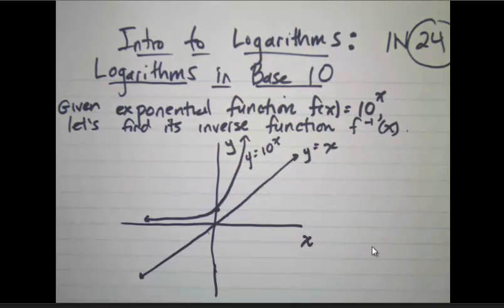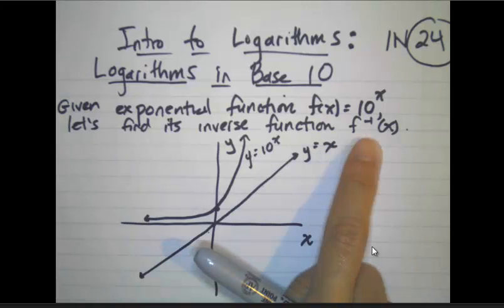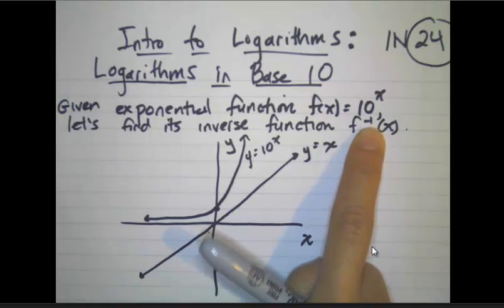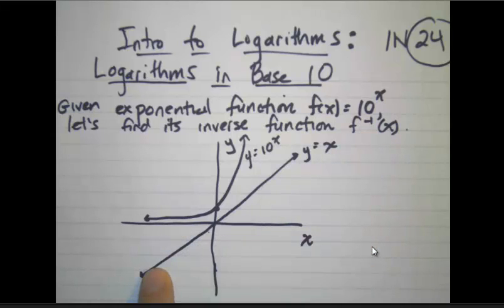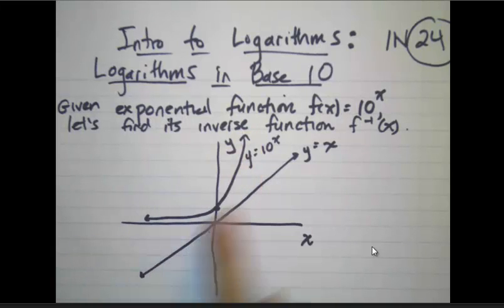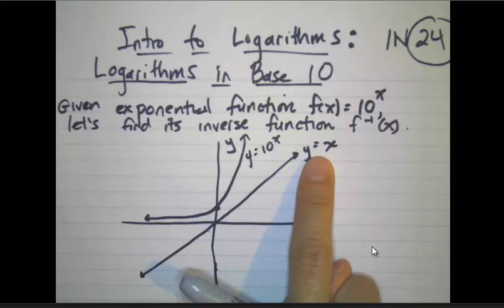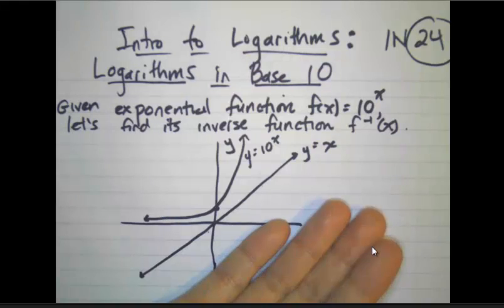Let's begin by talking about the exponential function f of x equals 10 to the x. So we have base 10, and we want to find its inverse function, and we're going to denote that as f inverse of x. So here we graphed y equals 10 to the x. This is just a sketch, and here we have y equals x, and what we want to do is graph the reflection across the y equals x line.